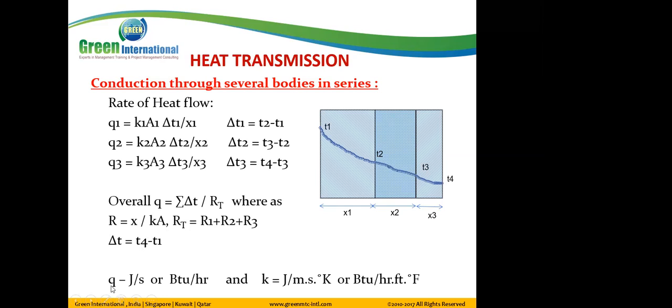Normally, the unit of Q is joule per second or BTU per hour. The thermal conductivity unit is joule per meter second degree Kelvin, or BTU per hour foot degree Fahrenheit. And these are the units for heat transfer and thermal conductivity.